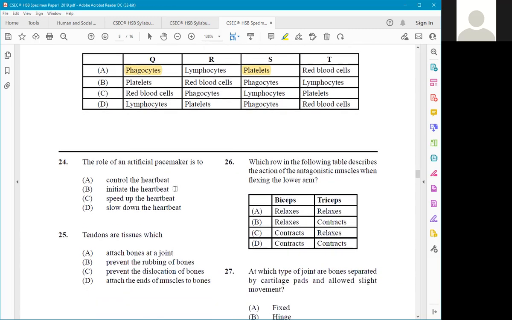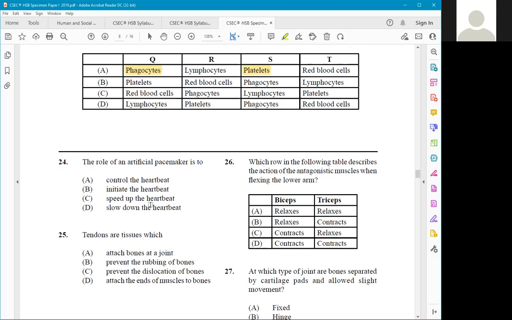24. The role of an artificial pacemaker. The role of an artificial pacemaker is to control the heartbeat. No. If the heartbeat... no, you use a defibrillator to do that. The electrical thing when they say clear, and they put that on the person's chest and apply it to the chest on the side. Speed up the heartbeat.